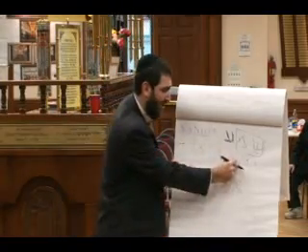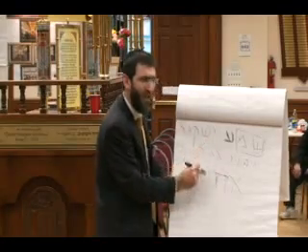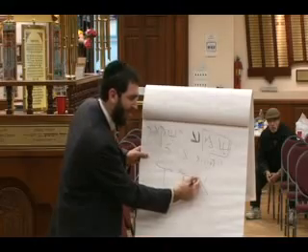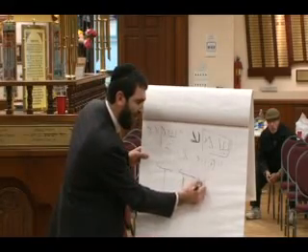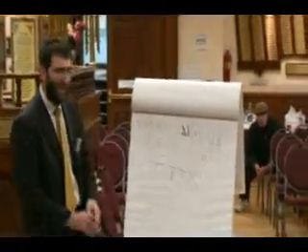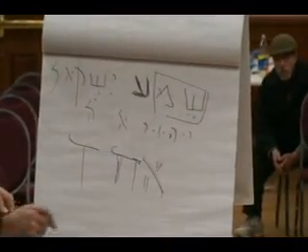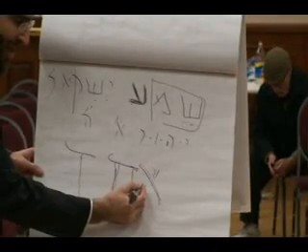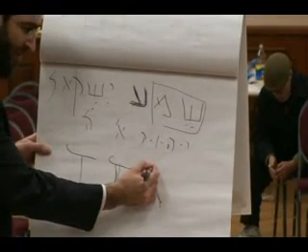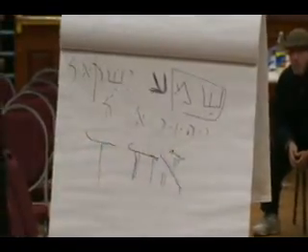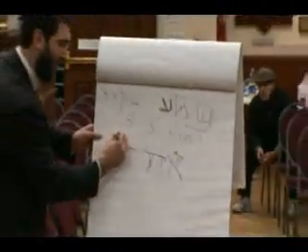Shema Yisrael, Hashem Elokeinu, Hashem Echad. Now let me show you this word Echad. Echad means what? It means one. When we say this, we put our hands over our eyes. Look at the word Echad. What did we say the Aleph represents? Spiritual, good. What did we say the Dalet represents? Physical world, beautiful.